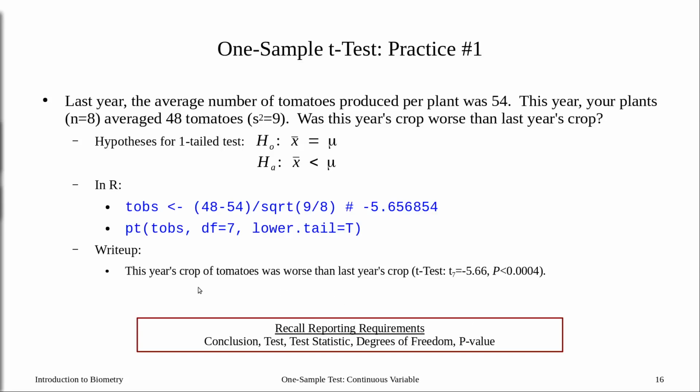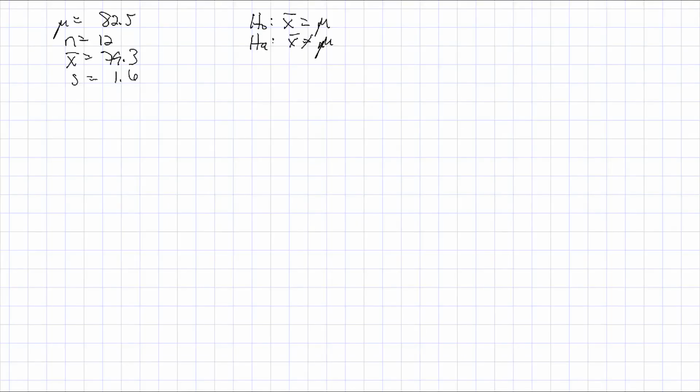So now we did practice 1, try to do practice 2. Again, do it by hand first, and then calculate the p-value in R. So I set up this problem the same way as I did the last problem. I write out what was given. So we know our population mu is 82.5. That's what we're comparing to. Our sample has 12 samples. In that sample, we have a sample mean of 79.3 and a standard deviation of 1.6.